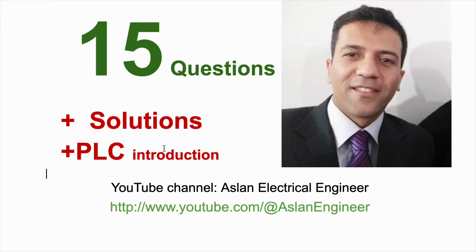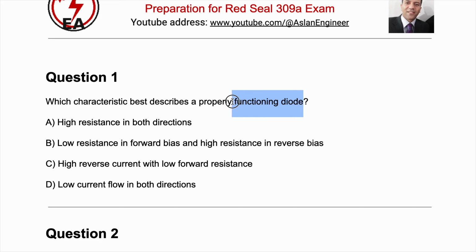Let's go to the first question. Question 1: Which characteristic best describes a properly functioning diode? So, a diode. What is a diode? You know what a diode is.